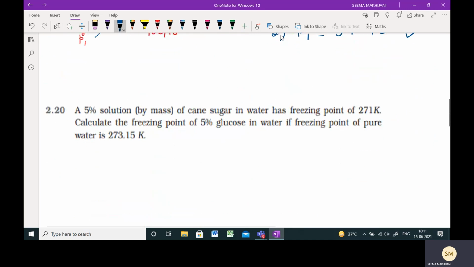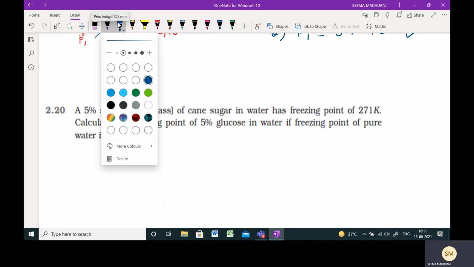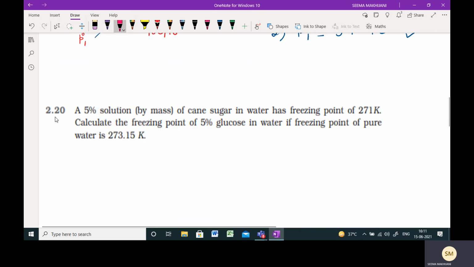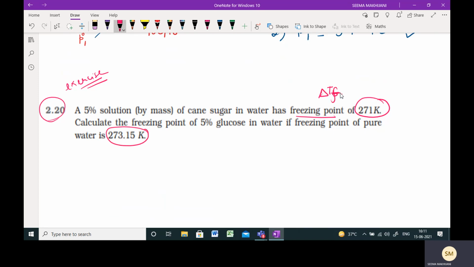Moving on to the next question. The next question is 2.20. This is again an exercise question. This question is on delta TB. Now to find delta T, your freezing point is given to you. Pure water's freezing point is also given. So it is the freezing point, TF. The delta TF is to be calculated for such a question.